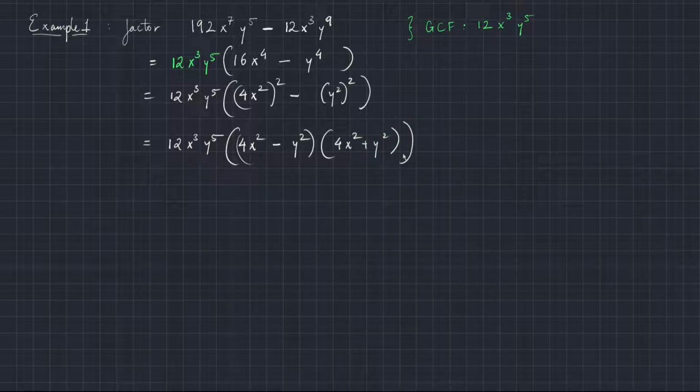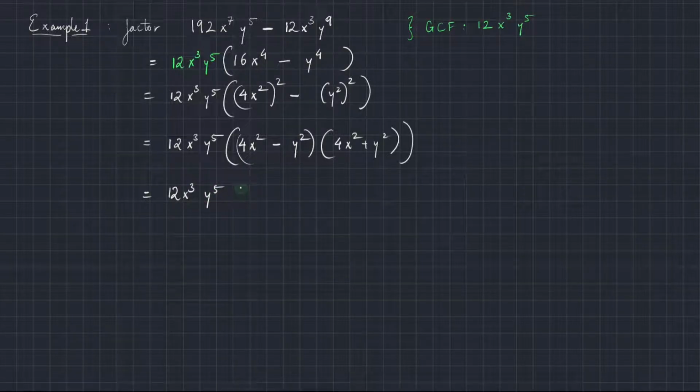We are not, because there is another perfect square that we can factor within this expression. You noticed correctly, that is 4x squared minus y squared. 4x squared is the perfect square of 2x, and y squared is the perfect square of y. So we can factor this even further, writing this as 12x cubed y to the 5.